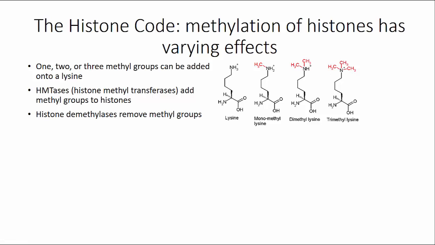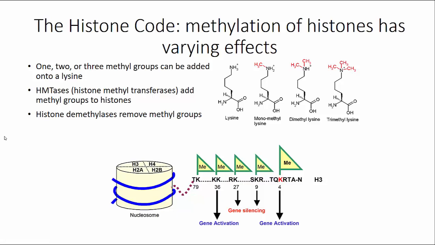You can add one methyl group to that nitrogen, or you can add two methyl groups, or even three methyl groups. This would be mono-, di-, or tri-methylated lysine. The enzyme that adds methyl groups to lysine side chains is called histone methyltransferase. And there's another enzyme that removes the methyl groups, called histone demethylase. So the effect of methylation of lysines on histones is kind of mixed. It actually depends on which particular lysines in that tail are methylated.